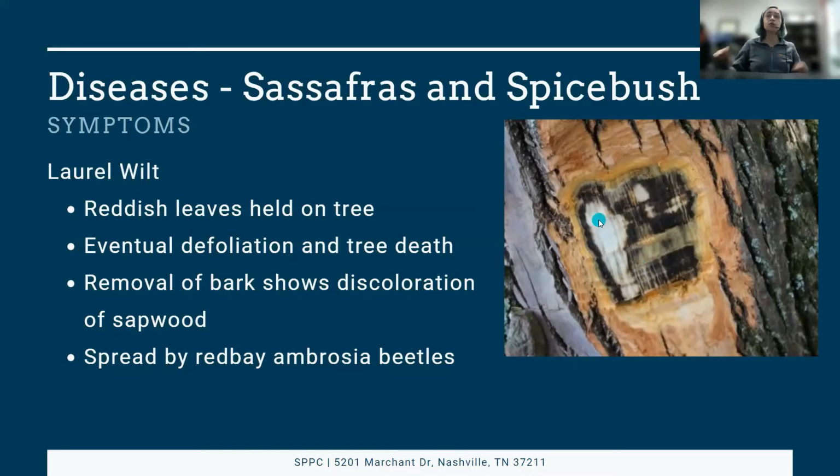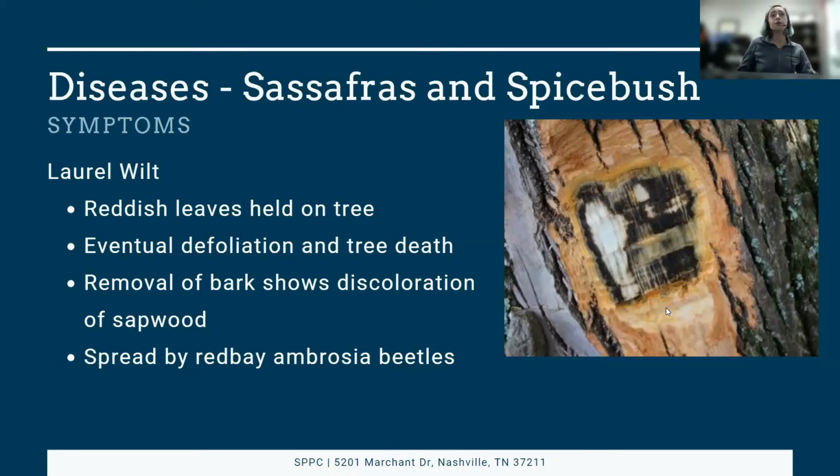And you'll also notice this on sassafras especially easily, as the trees will appear dead and the leaves will still be holding on to the trees though. So they'll be kind of dead, brownish red leaves still clinging to the tree. And this is a good sign that there may be a laurel wilt infection. So when we scrape down the bark on the main stems of sassafras and spicebush, we'll see some pretty distinct discoloration in the sapwood. And this is an indication that we've got laurel wilt.